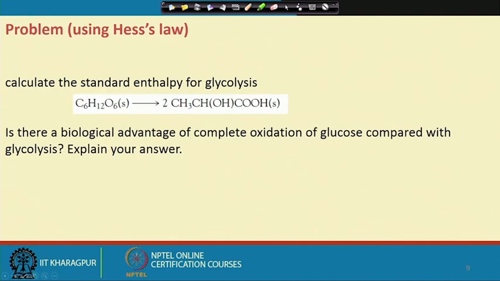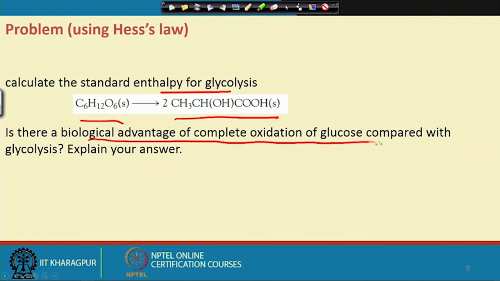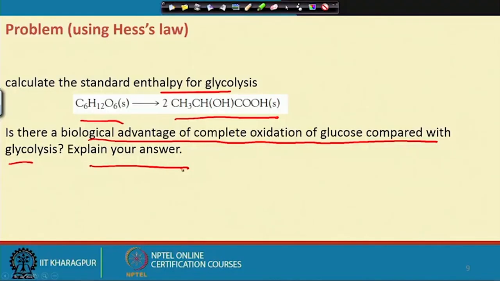Now what we shall have to do is calculate the standard enthalpy change for glycolysis from glucose to 2 moles of lactic acid. Is the biological process of complete oxidation of glucose advantageous compared to glycolysis? Explain your answer. Which one is more advantageous in the biological system from the energy point of view: glucose converted to carbon dioxide and water, or glucose partially converted to lactic acid? This problem deals with that.